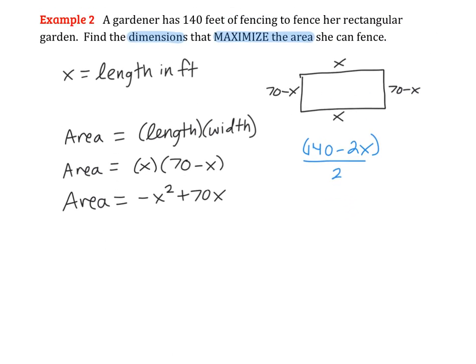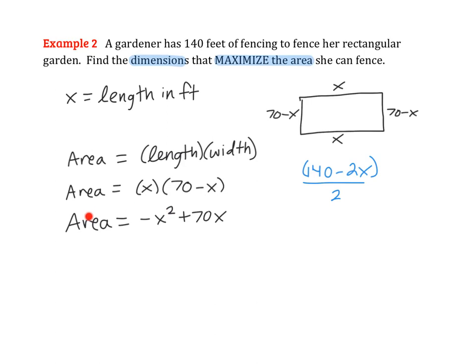So now we can go back and see if we can use this model to help us answer our question. Here they want us to maximize the area, and we know that this is a quadratic equation, so we know to maximize, we're always going to look for a very specific point. We are going to look for the vertex.